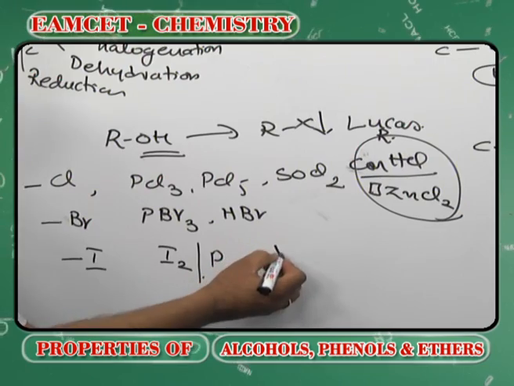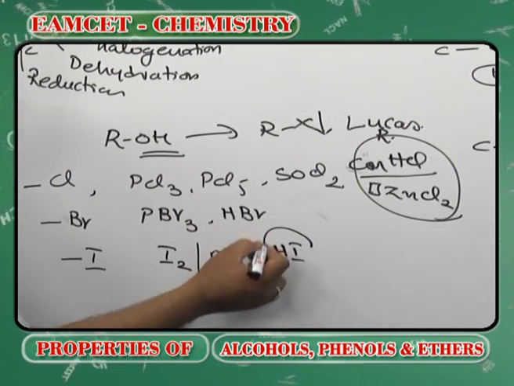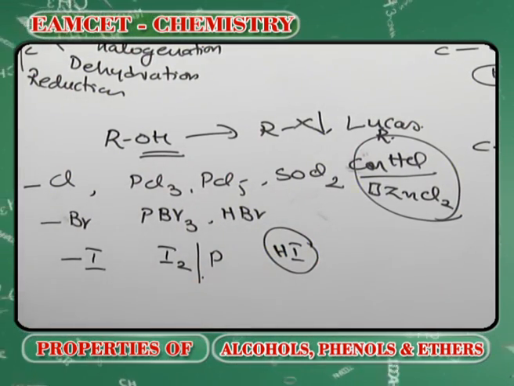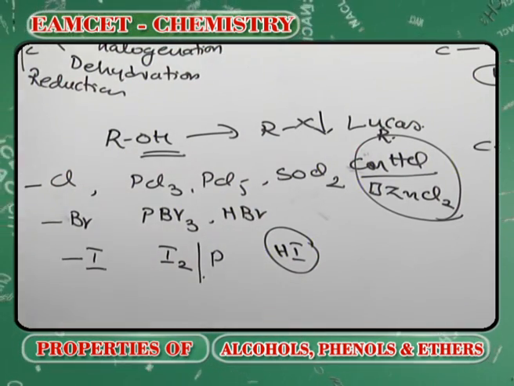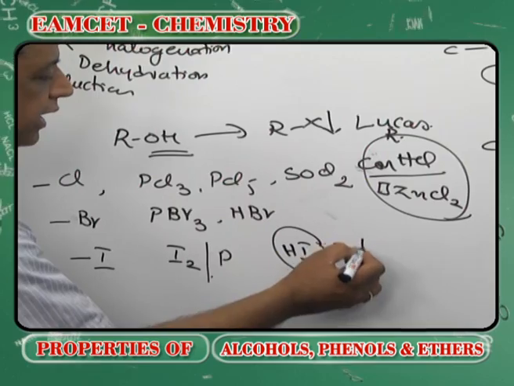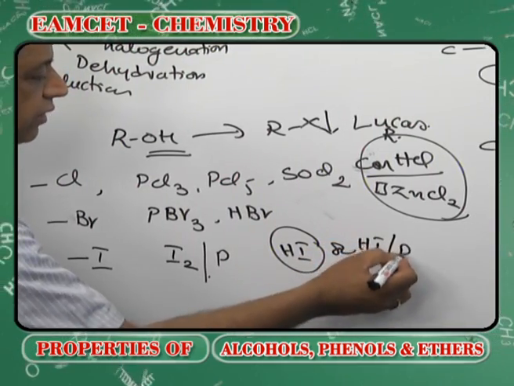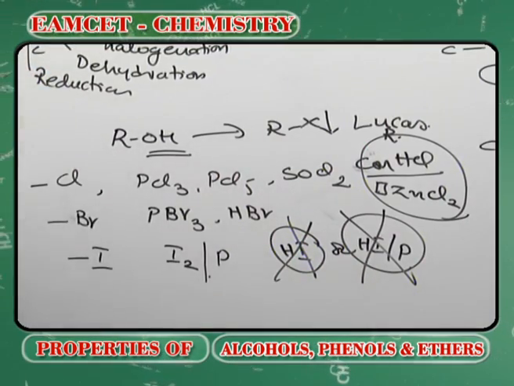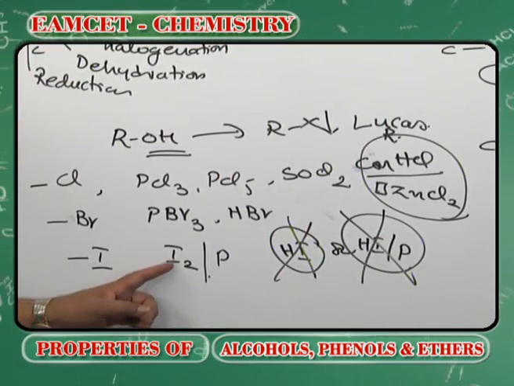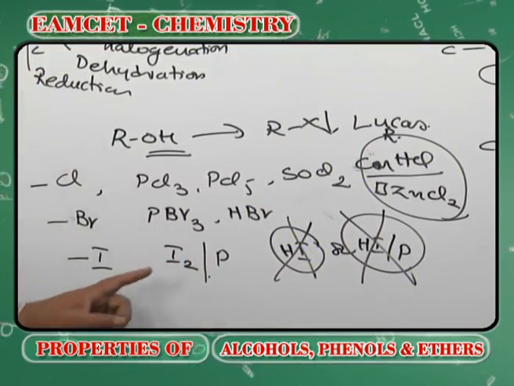If you use HI, that's bad. HI decomposes into H dot and I dot. That I dot, alkyl iodides are reduced to alkanes. So HI, or HI in the presence of phosphorus, both are reducing agents. Therefore, you should not use them for the iodination. Iodine in the presence of phosphorus is the iodinating agent.